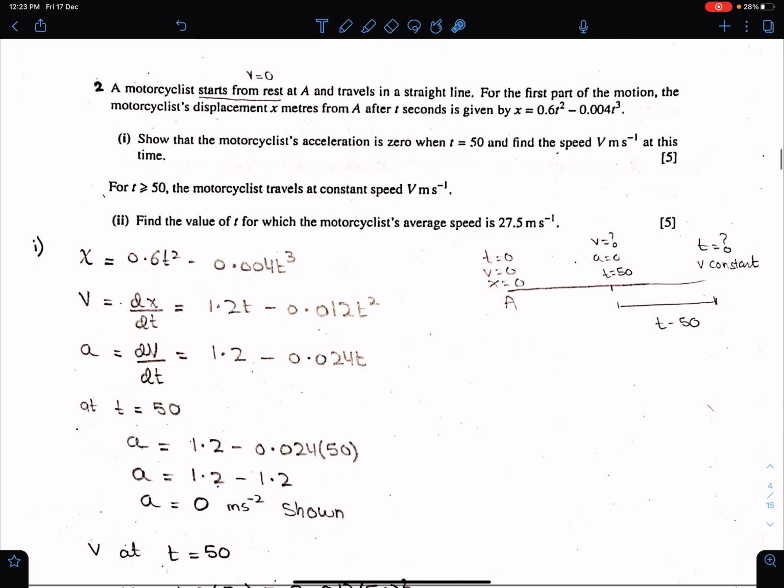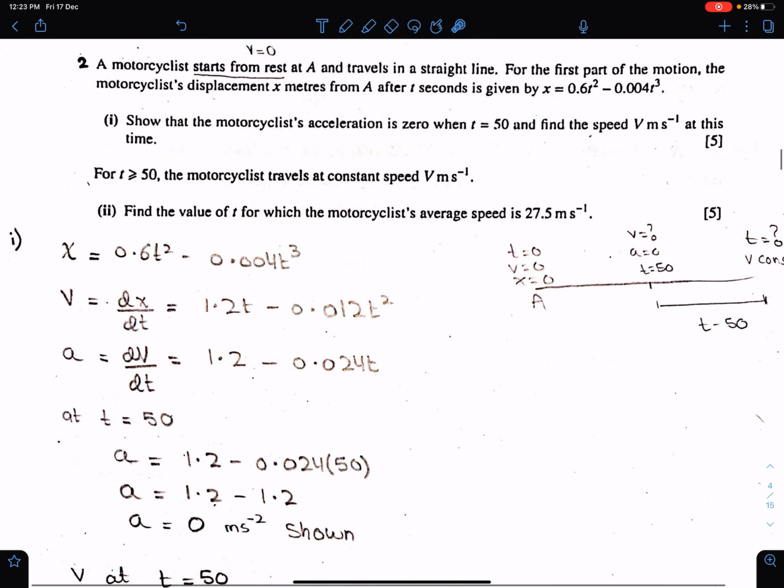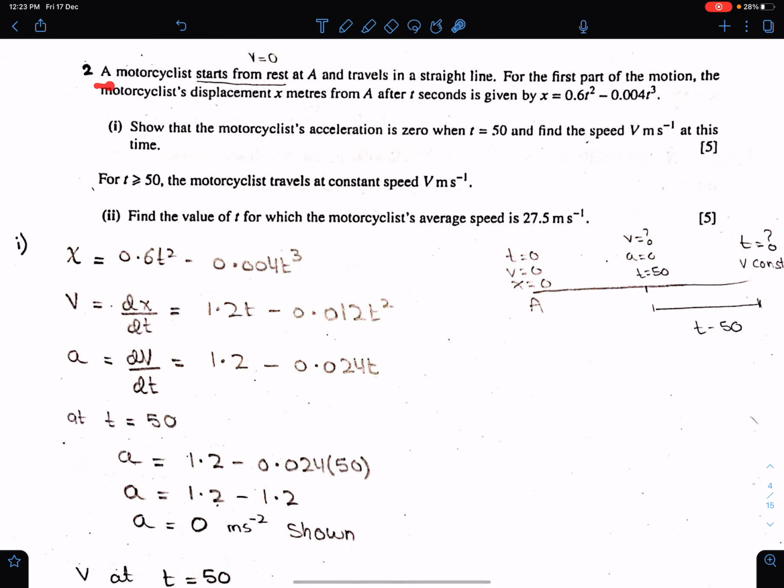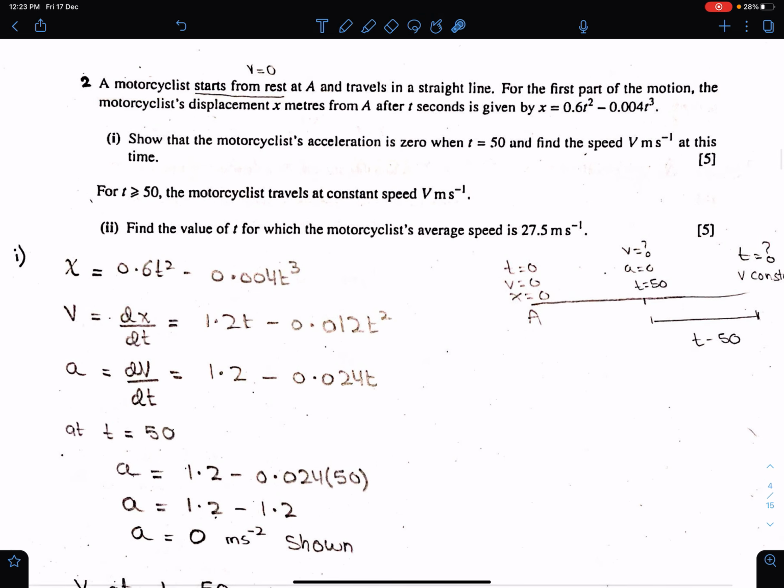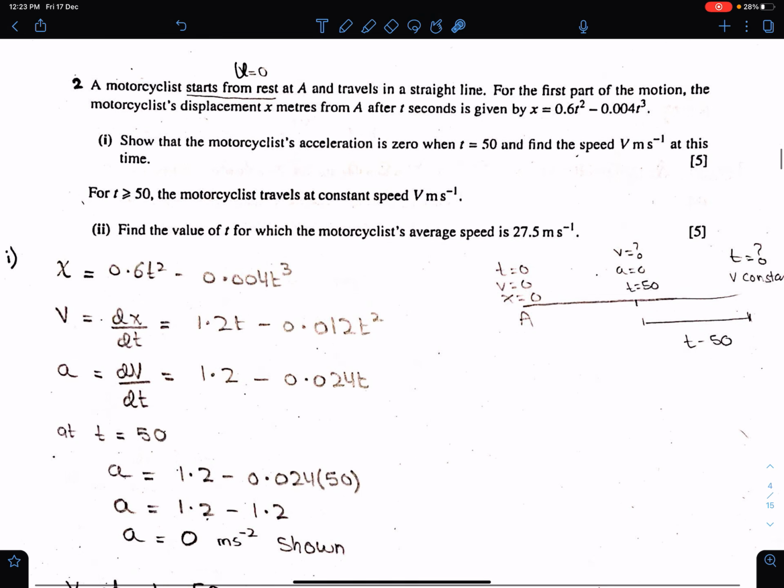Next question, number 2. A motorcyclist starts from rest at A, so it's u = 0, and travels in a straight line. For the first part of the motion, the motorcyclist's displacement from A, t seconds later, is given by the equation. So this point is A, and here t is 0, v = 0 because rest, and displacement is also 0 because when you put t = 0 here, you will get 0.